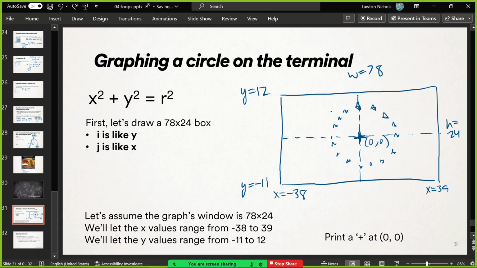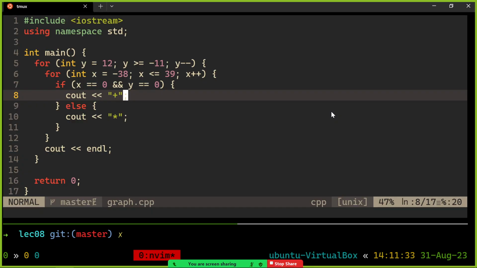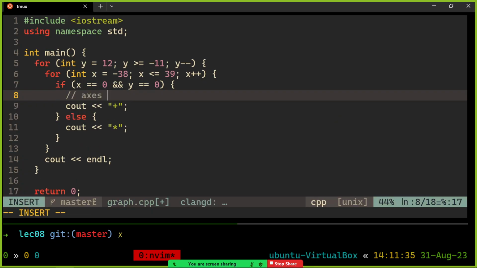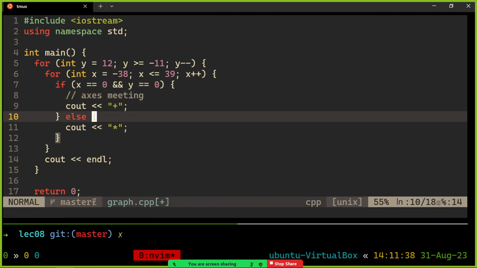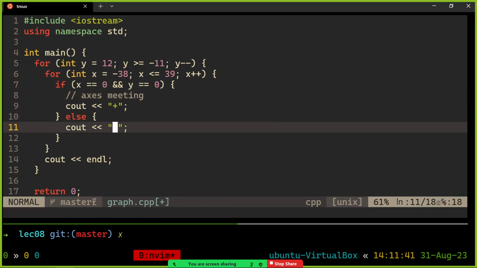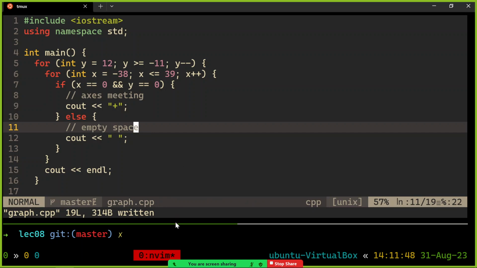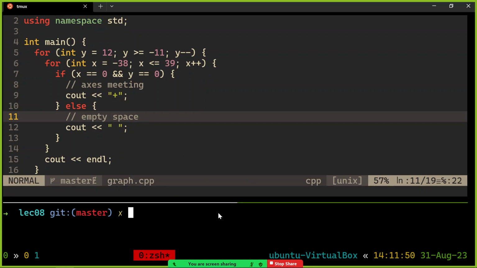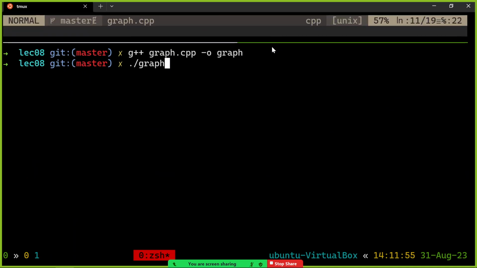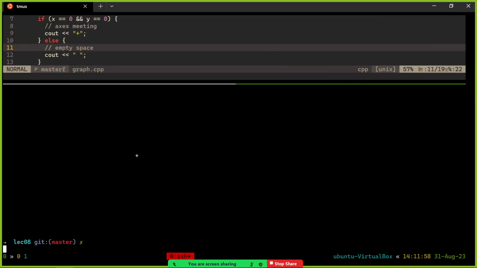So this is the axes meeting. And this is everything else that's not plotted. Let's just make that a space, empty space. We still need to move the cursor over so we get the right character on the next coordinate, but empty space otherwise. All right, so now I change the stars to empty space. If I run this, I see just a bunch of spaces and then a plus sign in the middle now. All right, so that's where I am so far.